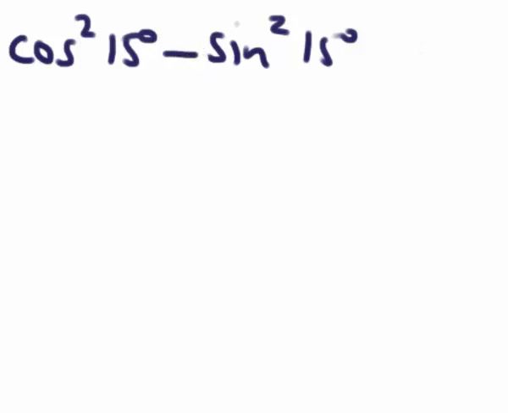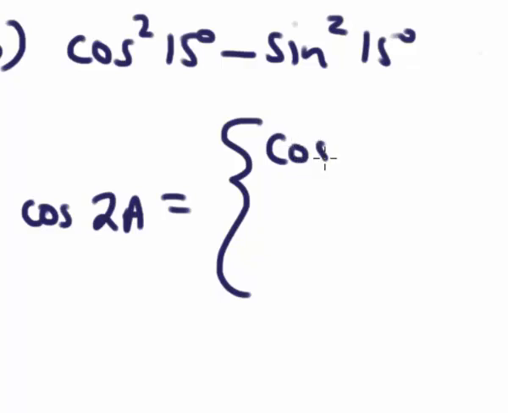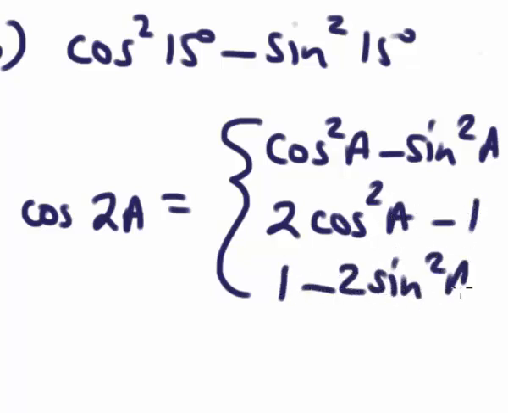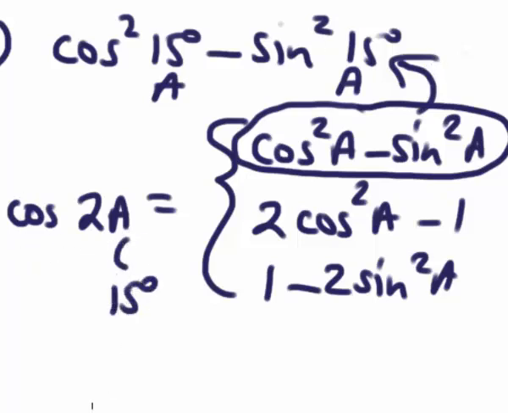But now remember, let me just write this down. The formulas for cos 2a, there are 3 of them. The one is this one, cos squared minus sine squared. The other is 2 cos squared a minus 1. And the other one is 1 minus 2 sine squared a. So if you look at this guy, that looks as if we could use that formula for here. Okay, if we think of 15 as a, then cos squared 15 minus sine squared 15 is cos 2 times 15.